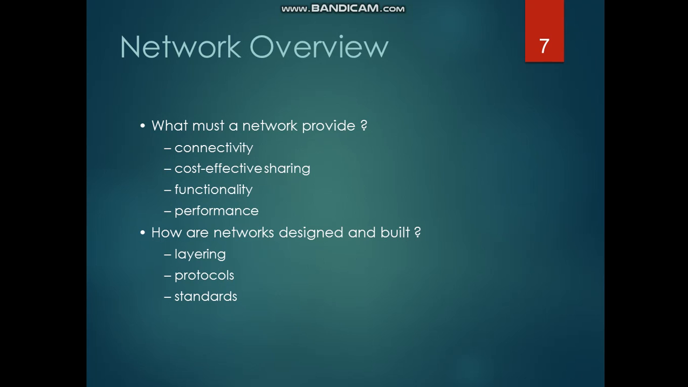Now, how are the networks designed and built? They are designed by layering, using protocols and standards. So what is the difference between these three? First of all, layering. We all have heard about the OSI layer architecture. This is a 7-layer architecture, and each application is being performed on its own layer. When we move from layer to layer, from the bottom layer to the topmost layer, each layer is assigned its own duties and it is performing its own functions.